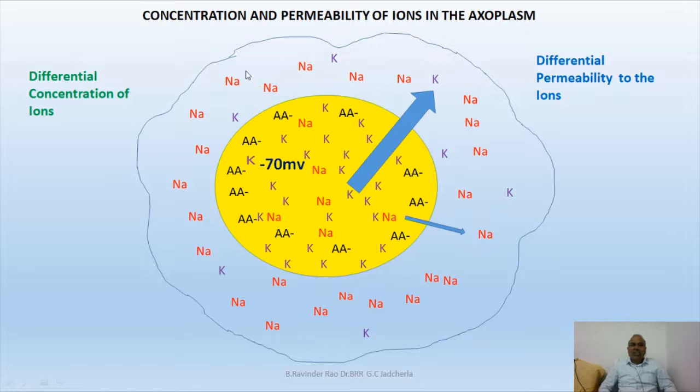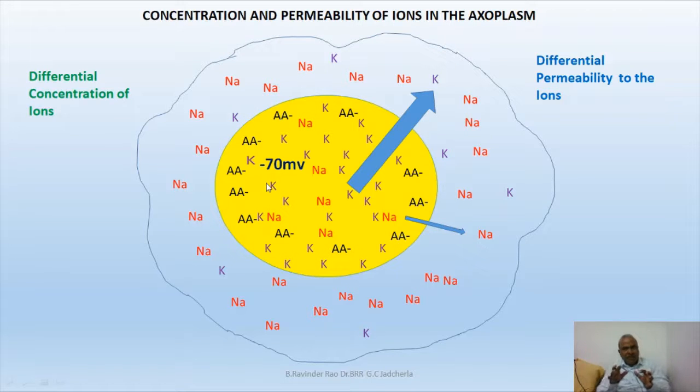Sodium concentration is more outside than inside. Okay? And let's see what is there inside. If you see inside, more potassium ions are there when compared to outside. Okay? Potassium concentration is more inside than outside. Sodium concentration is more outside than inside.